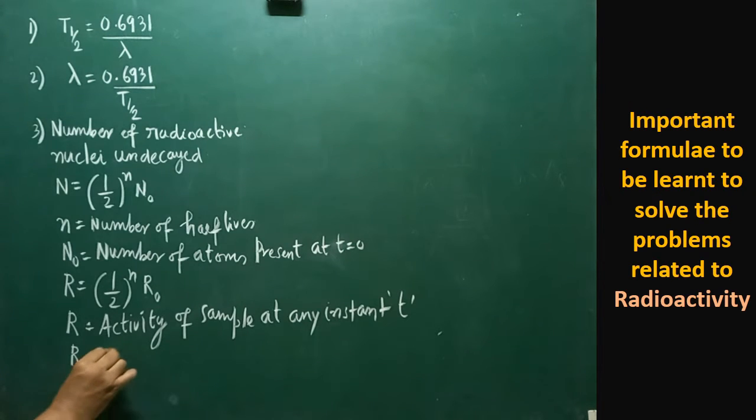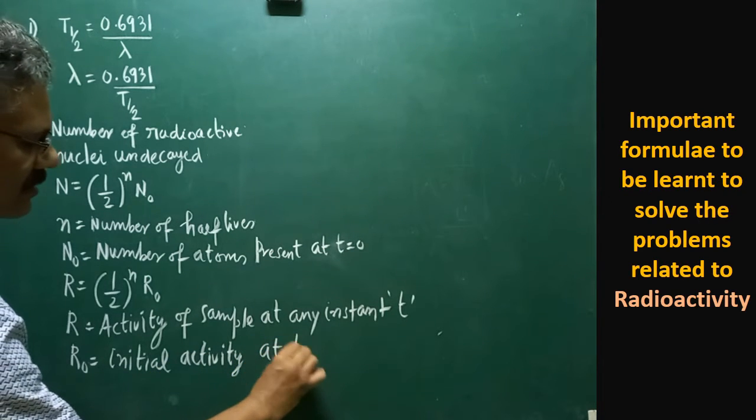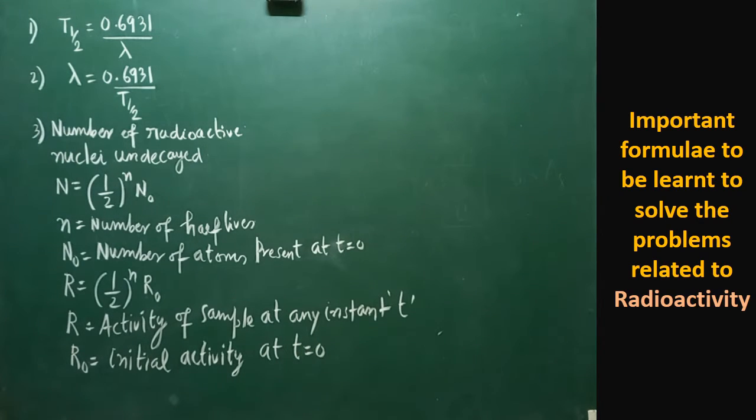That can be written as initial activity, that is when the time t is equal to 0. So these are all the important things which are required. And we are going to write few more formulae also. So this is the third one, and then this is the fourth one.